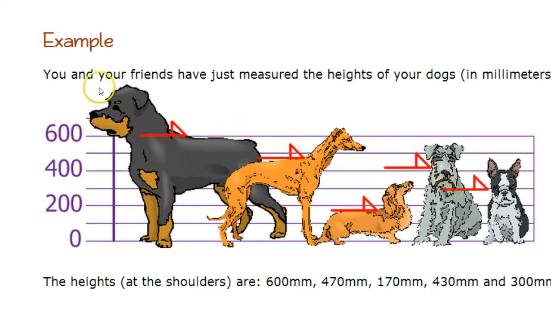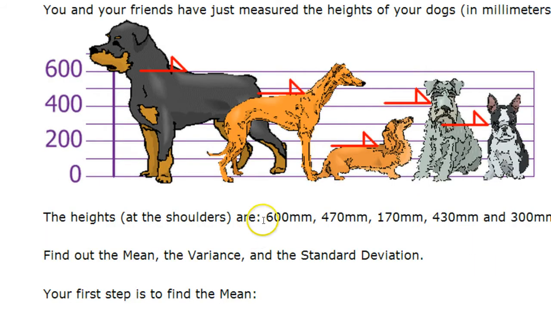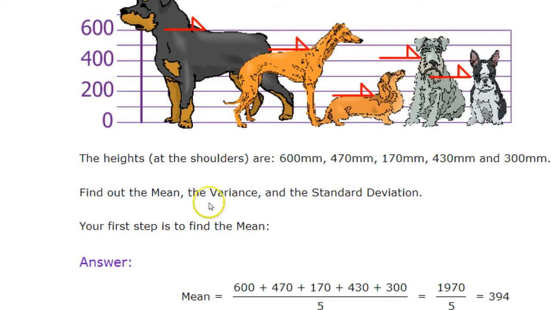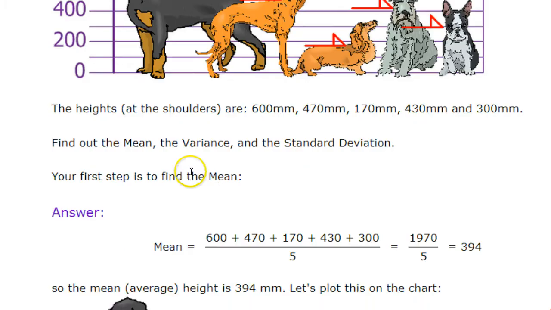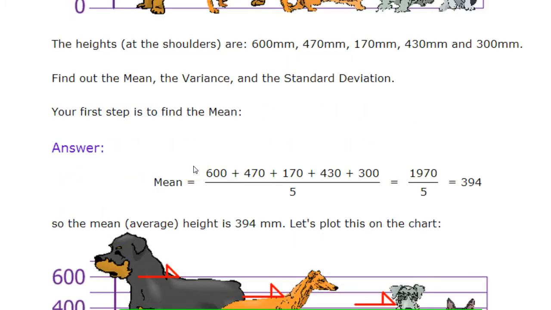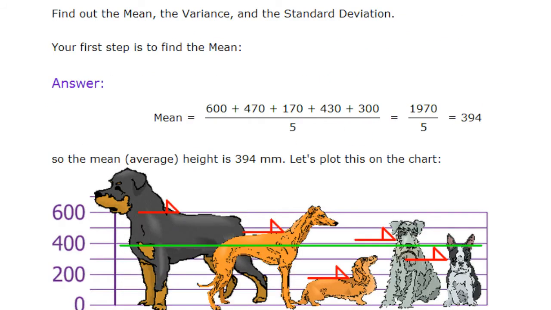So you and your friends have just measured the heights of your dogs. The heights of the shoulders are these measurements. Let's zoom in a little bit. Find out the mean, the variance, and standard deviation. So the mean is you add them all up, divide them by 5, and the mean is 394.